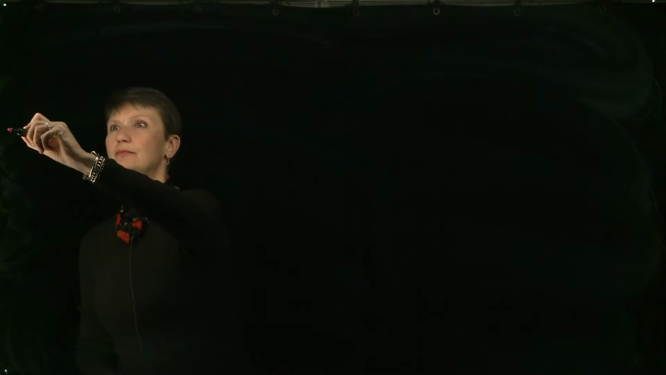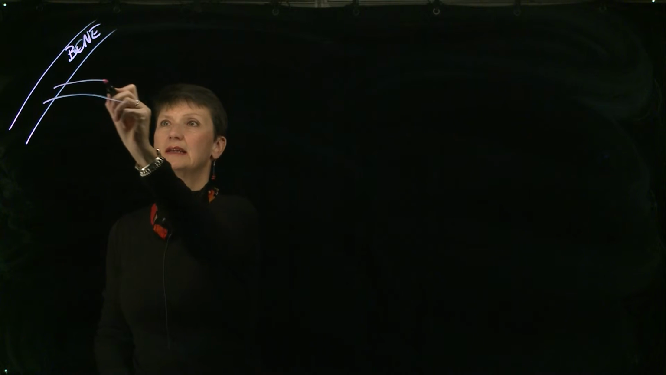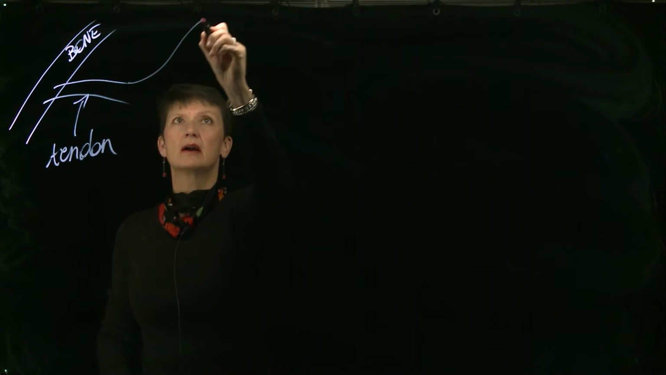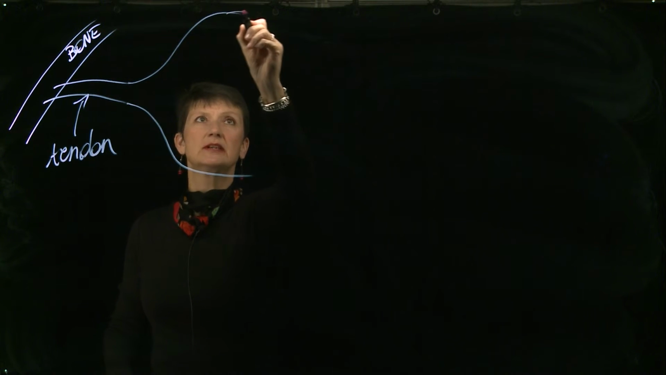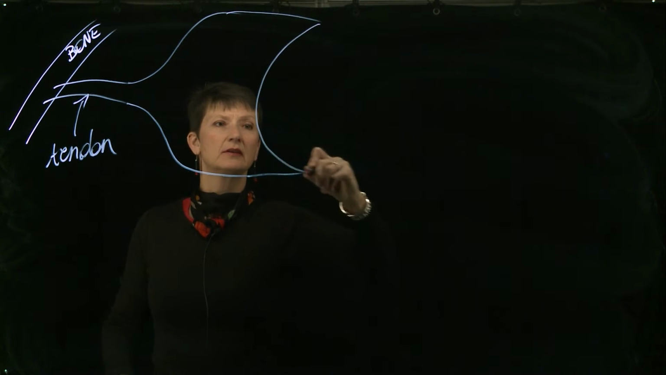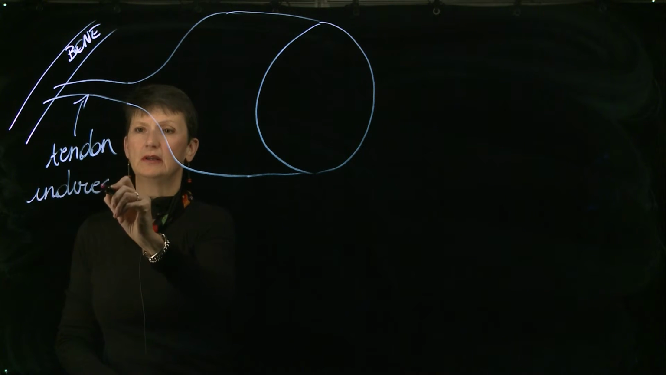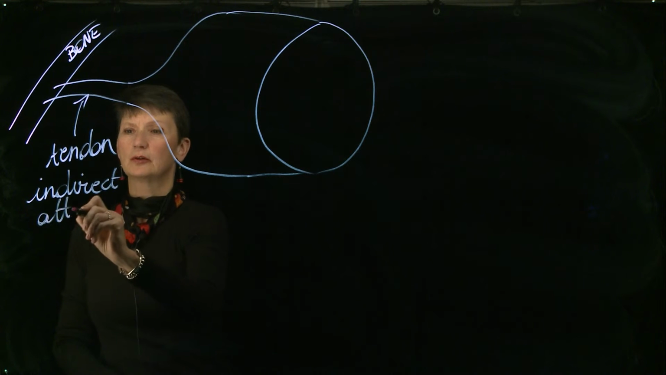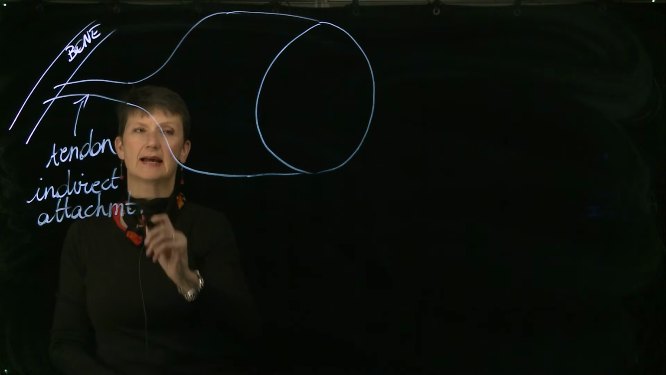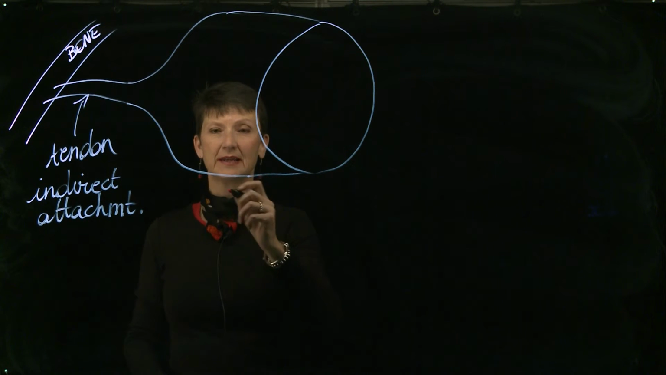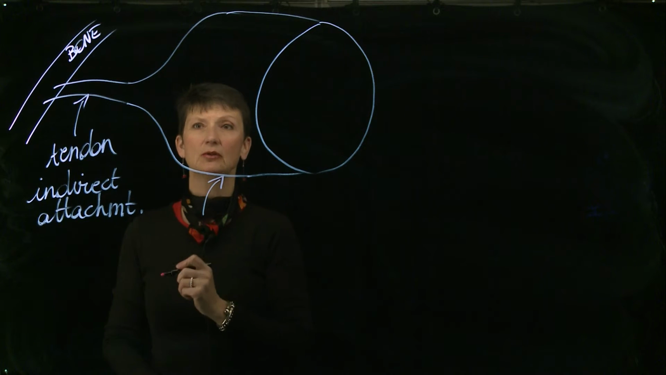If I draw a bone, here's a bone, very often we find that muscles are attached to bone with the help of a tendon. Not always, but when they are, we refer to this kind of an attachment, here's my muscle organ, as an indirect attachment. So when there is a tendon in between the muscle and the bone, we refer to that as an indirect attachment.